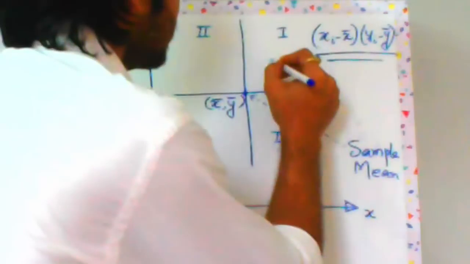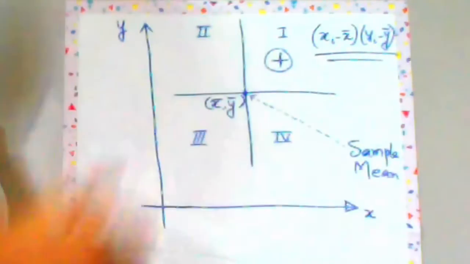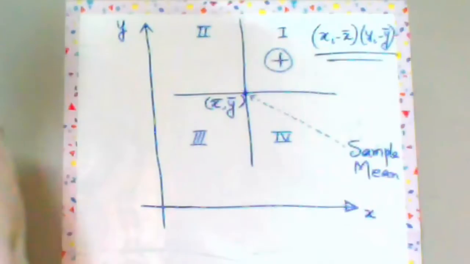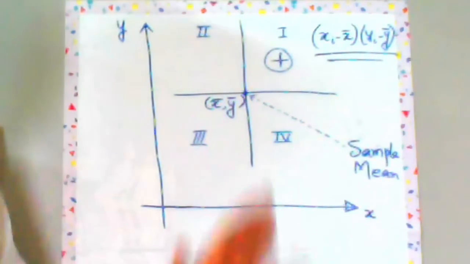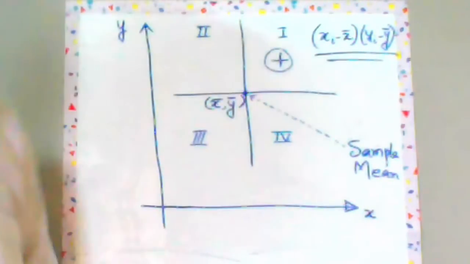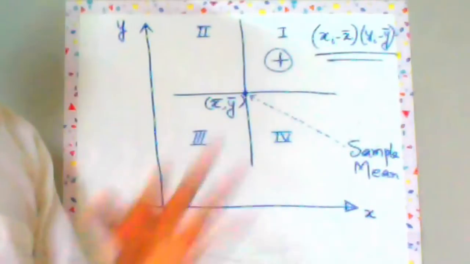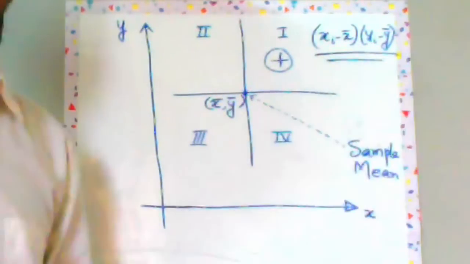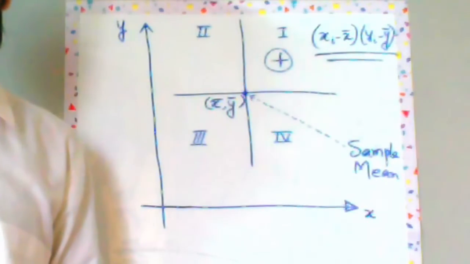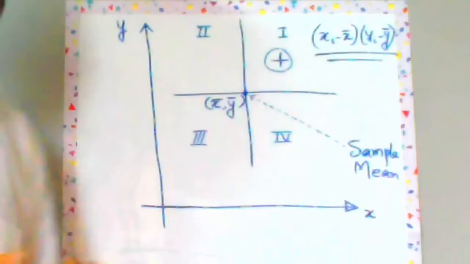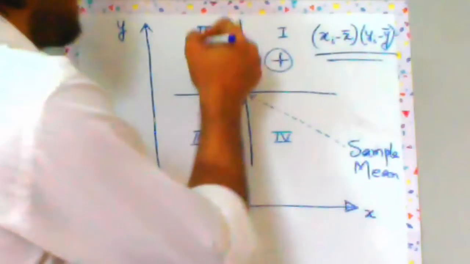So this is positive. If we move to the second quadrant, xi minus x bar by definition has to be negative here, because we have moved to the left of our sample mean of x. But still yi minus y bar would be positive. So one negative, one positive, multiply them, you will get a negative number. So this area would be negative.